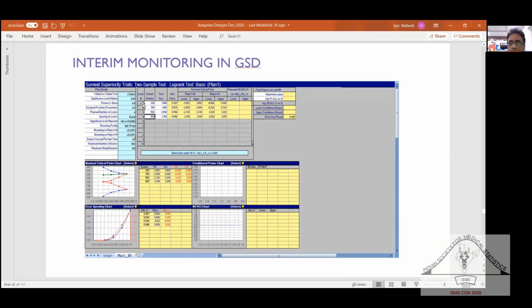So for example, at look 1, your test statistic is 1.8. So if you were using an O'Brien-Fleming boundary at look 1 at 1.8, would you reject your null hypothesis and stop the study or no? You can use the chat window to tell me what you would do.